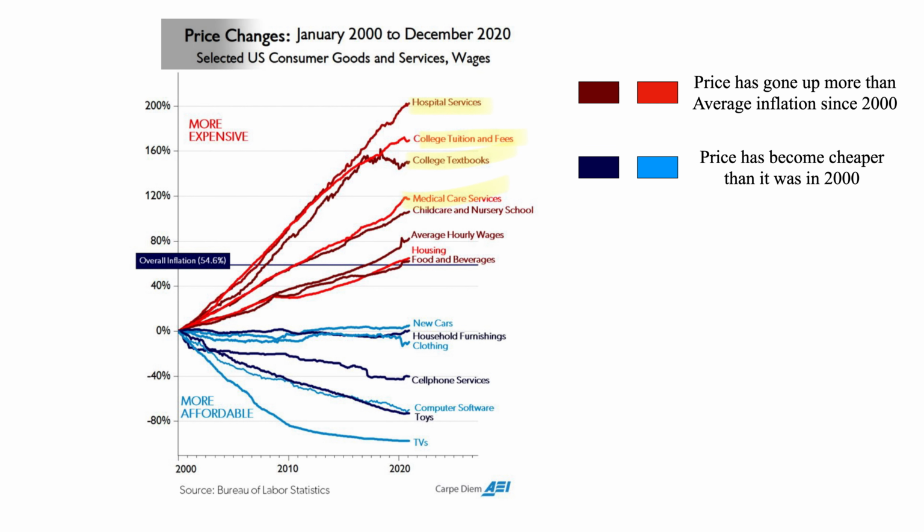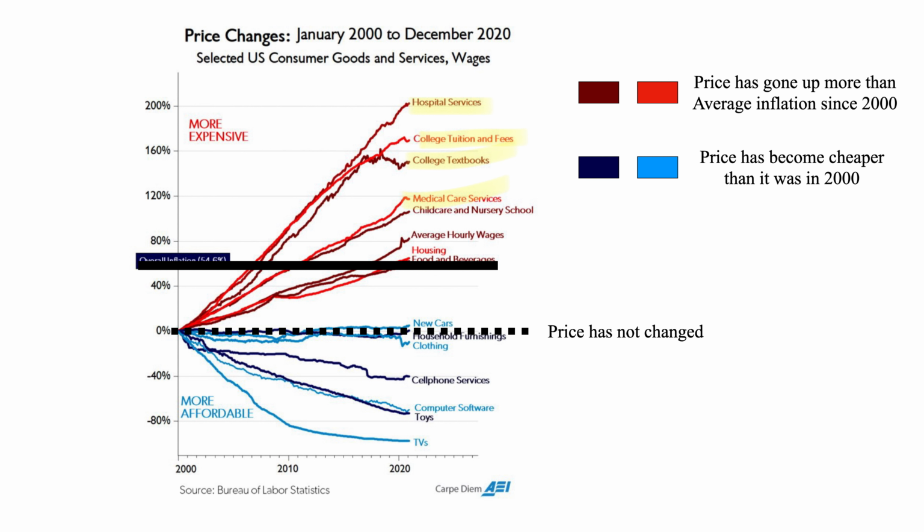This one is looking at price changes in selected U.S. consumer goods, services, and wages. And it's from January 2000 to December of 2020, so a 20-year gap there. And so a few things to look at in this. So first, you notice that it's got that overall inflation, that line right there is overall inflation, so the average inflation in that 20-year period. And then at the bottom, that's 0%. So if something was at 0%, that just means that the price has stayed the exact same since 2000. So those are the two lines we're judging off of.